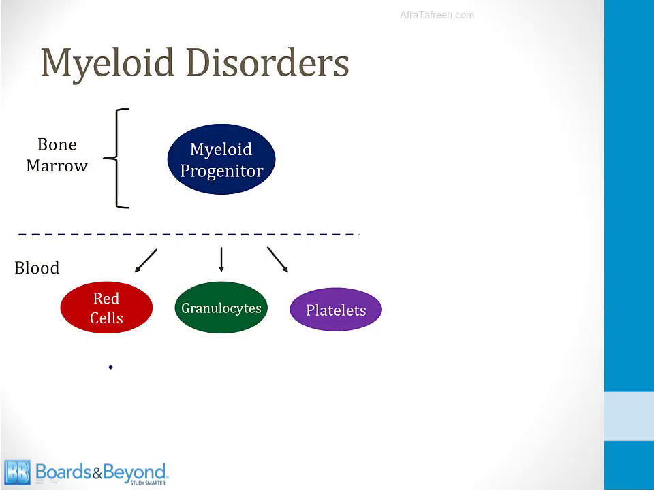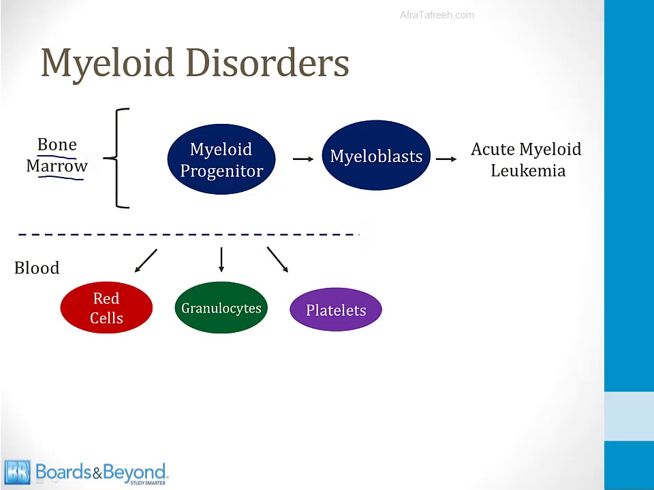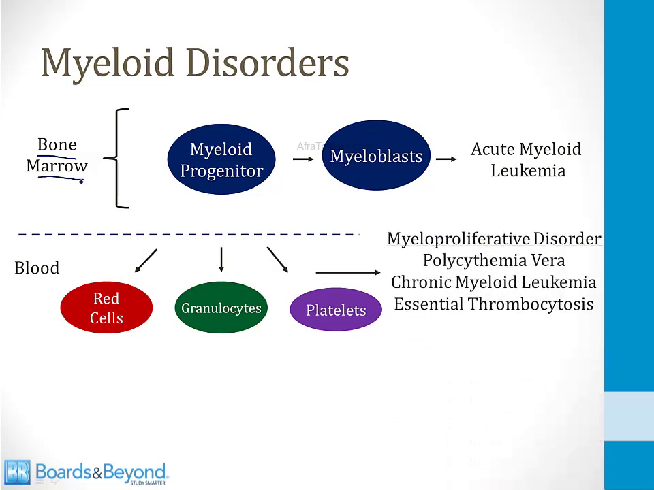The first chronic leukemia that we'll discuss is called chronic myeloid leukemia, and in order to understand this disorder, let's briefly review the normal development of cells of the myeloid lineage. So in the bone marrow, you can find myeloid progenitor cells, and these cells can develop into either red cells, granulocytes, or platelets. Now, myeloid progenitor cells can also develop into myeloblasts, and if a myeloblast becomes malignant, that leads to acute myeloid leukemia, which I discuss in another video. However, a myeloid progenitor cell can also become malignant in such a way that it overproduces red cells, granulocytes, or platelets, and when that happens, that leads to development of a myeloproliferative disorder.